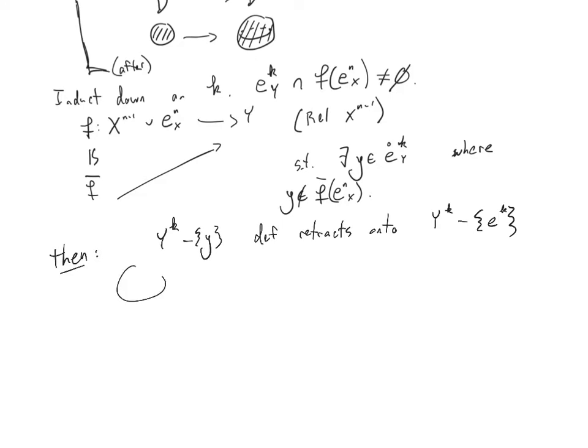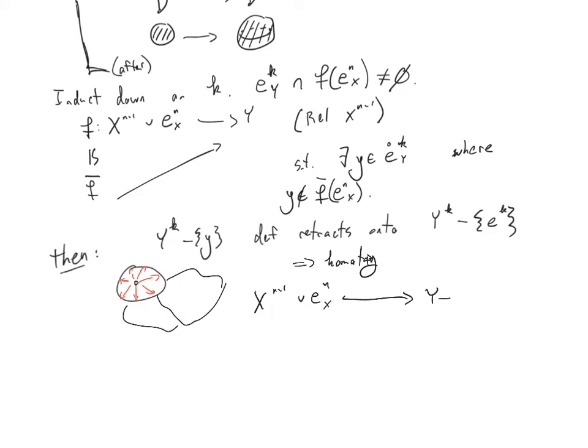So this looks something like we've got y continuing on, it's got more stuff, right? But we're missing this one cell, and we're now doing this retraction coming from the retraction of the punctured disk onto its boundary. And this gives us a homotopy which we compose with f. So we've got this picture. We've got x^(n-1) union e^n x lands in y minus.